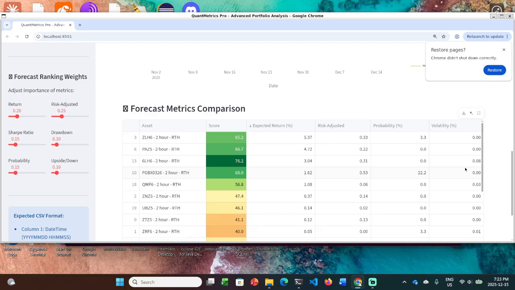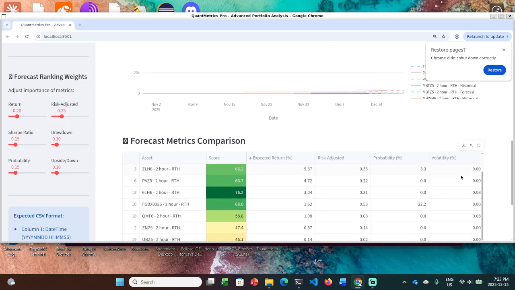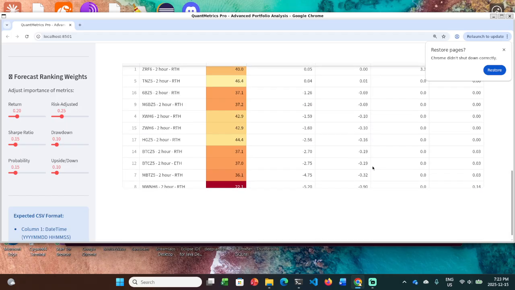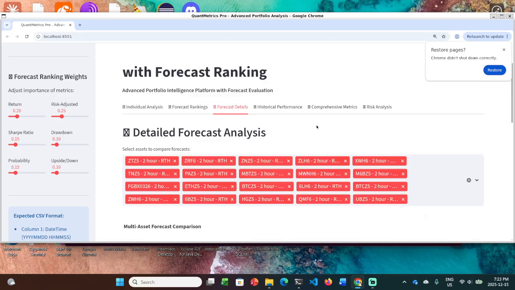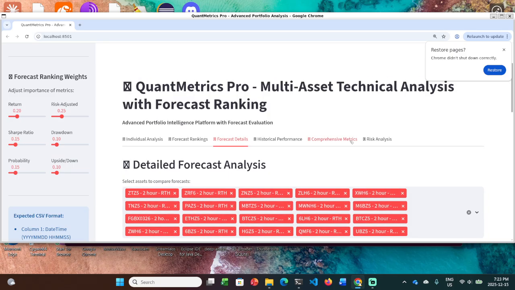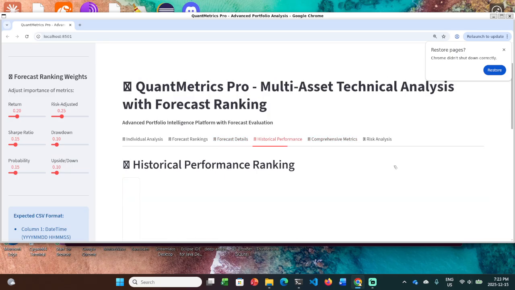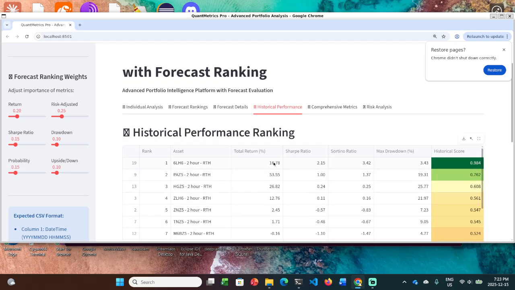You're not going to get predicted volatility. I just don't think that's possible. Okay, so let's look at the historical now.